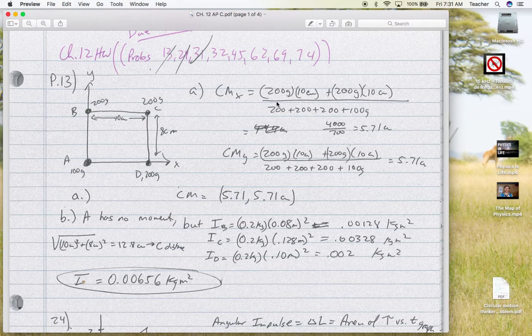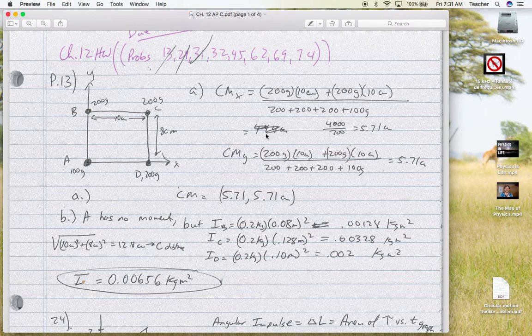Formula for center of mass is the summation of the masses times the positions divided by the masses. So in the x direction, only these two masses, C and D, have a value of x other than 0. B and A are at 0 on the x-axis.